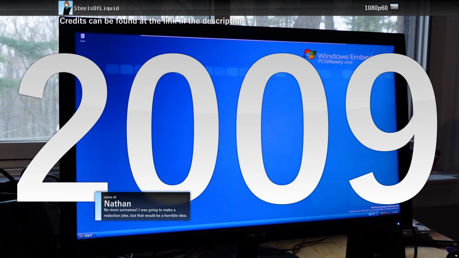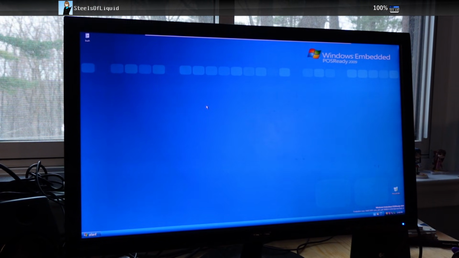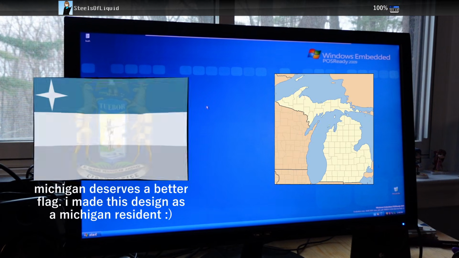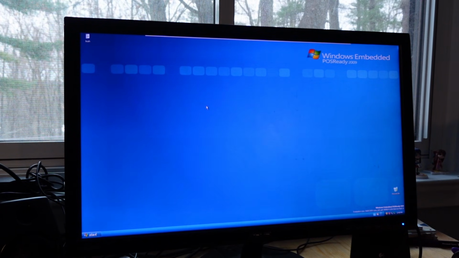Picture this. It's 2009, and the holidays are kicking off. Everyone is with family, celebrating their winter holiday. Michigan's roads are probably horrible, and more importantly, sysadmins just got an early gift in the form of Windows Embedded 2009, the latest and greatest versions of Windows for embedded technology.